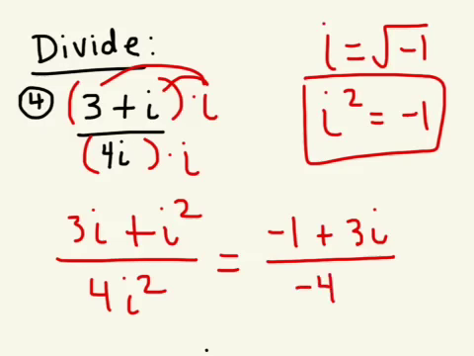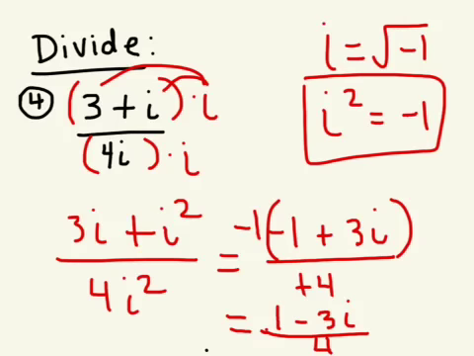Although this is simplified, we could get rid of that negative just to make it look a little bit more organized. So when I take my negative out, I distribute it through on the top, like so. So I end up with positive 1 minus 3i all over 4.